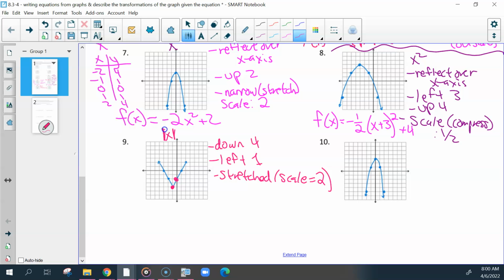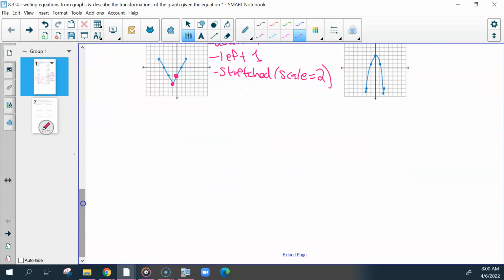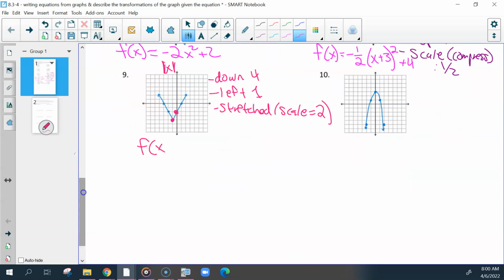So then how would we write this function? Absolute value. X plus 1, inside the absolute value. X plus 1, and absolute value, and then minus 4. That is correct. Once you get the hang of it, it's not so bad. It's really just what happened, recognizing those transformations, and then being able to put them in an equation.